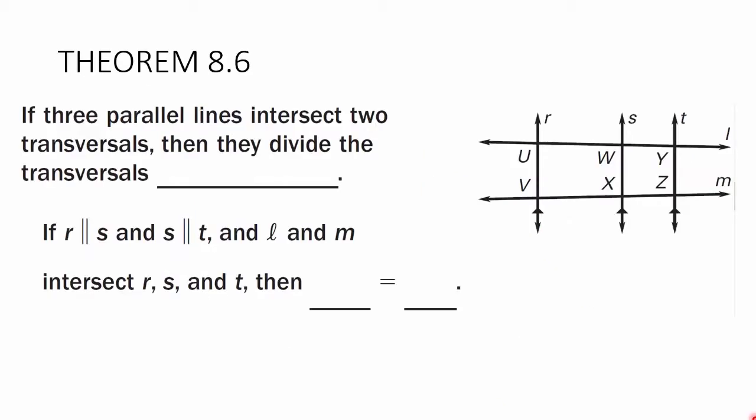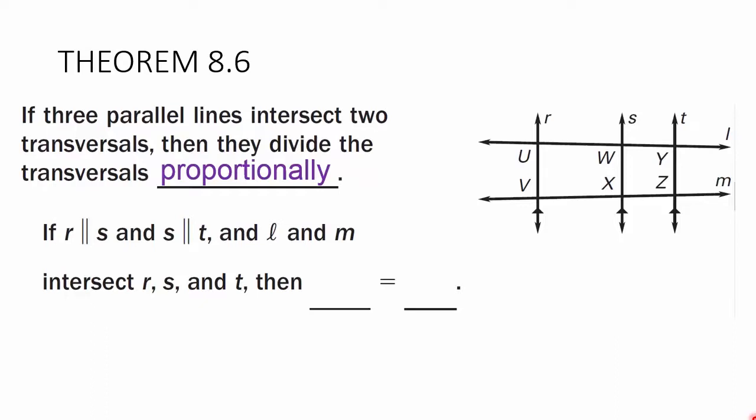Theorem 8.6. If three parallel lines intersect two transversals, then they divide the transversals proportionally. Remember, proportionally does not always mean it's divided in half. It could be 1/3, it could be 3, it could be 2/3. It just means that the ratios are the same on each side.